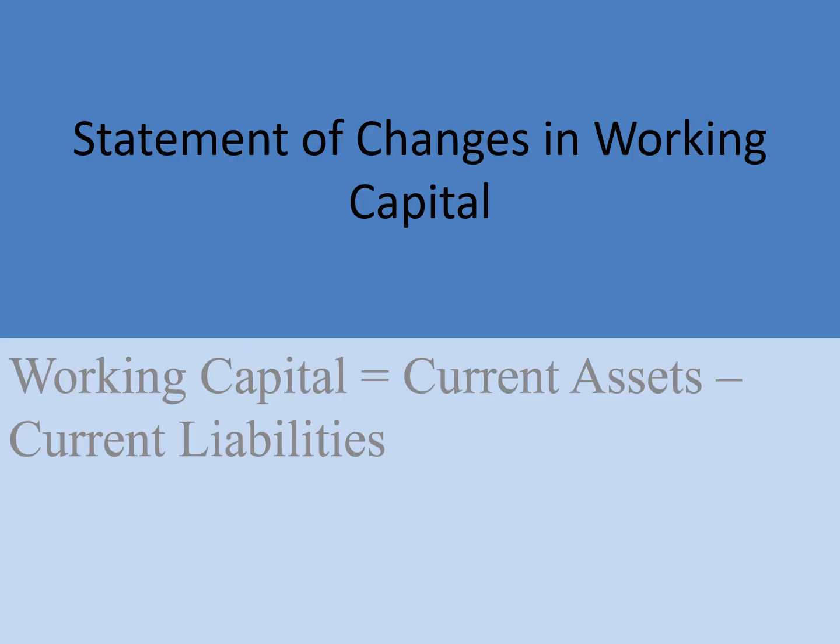So when we are going to find out the fund flow statement, we have to follow three steps. One is the statement of changes in working capital. Then another one is fund from operation. The third one is the fund flow statement. We'll see the first step, that is the statement of changes in working capital. Working capital means the difference between current assets and current liabilities.